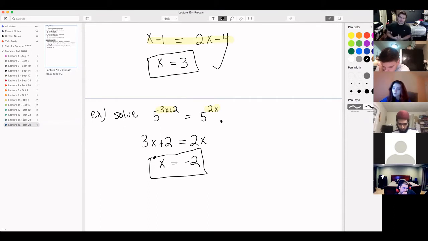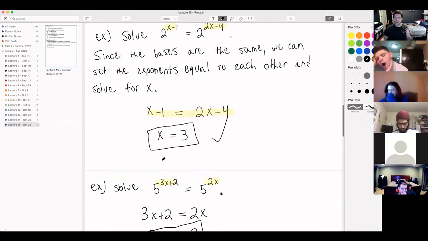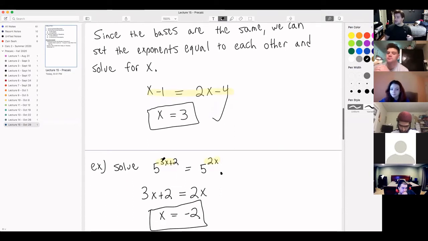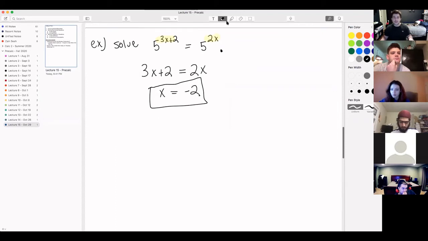So please stop me if anything is unclear. Okay, so the fact that we had the same base on both sides in these two examples, we got rather lucky. That's like a rather convenient situation. So sometimes we have to rewrite one or both sides so they have the same base. All right, so let me write that very quickly.